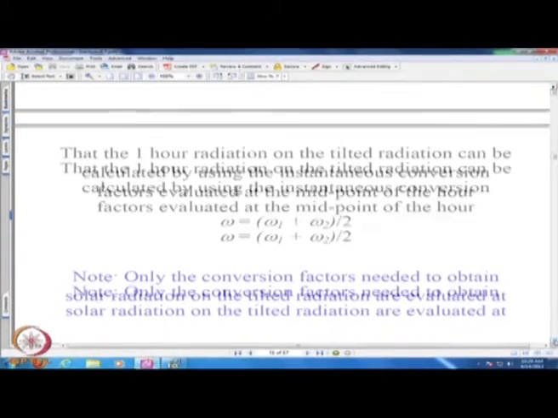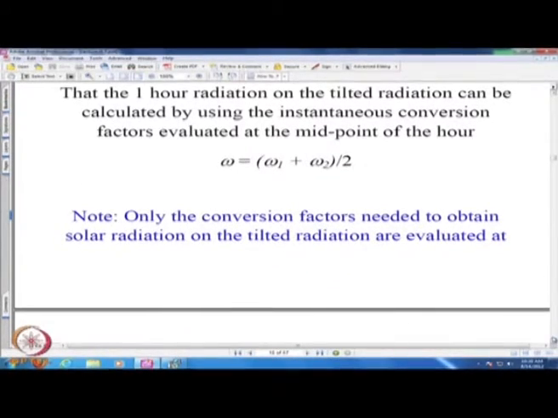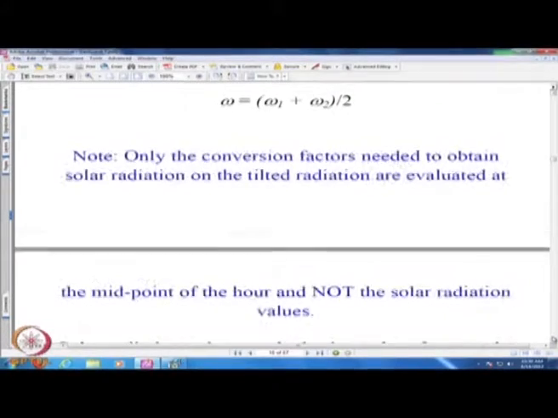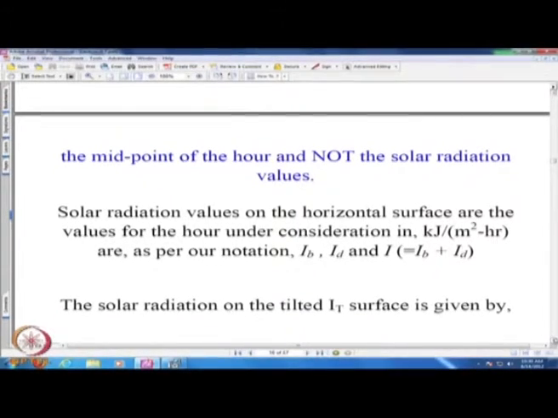Now, you have to remember that only the conversion factor needed to obtain the tilted radiation is evaluated at the midpoint, not the radiation. It is not the intensity of the radiation. It is I during the period omega 1 and omega 2, whereas my R b is at omega given by omega 1 plus omega 2 by 2. So, what we have here is kilojoules per meter square hour; all I b, I d and I are expressed for the period of 1 hour.